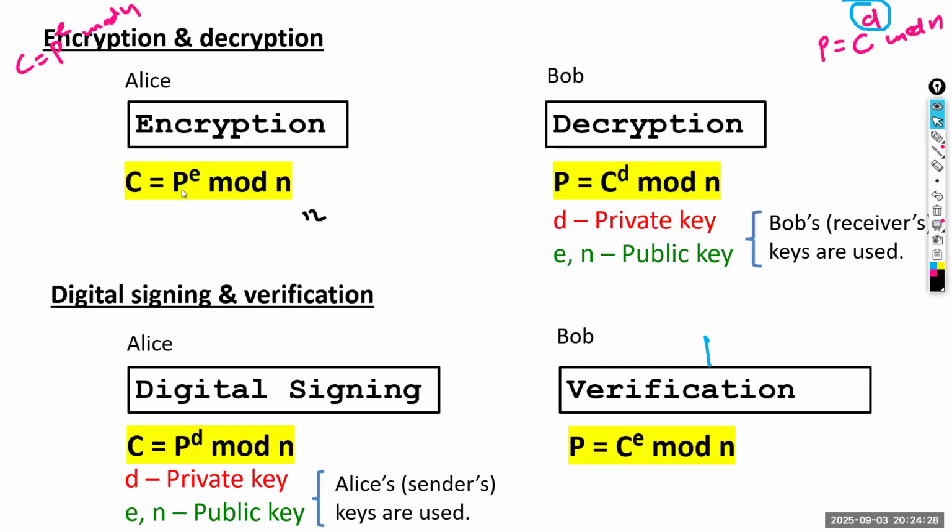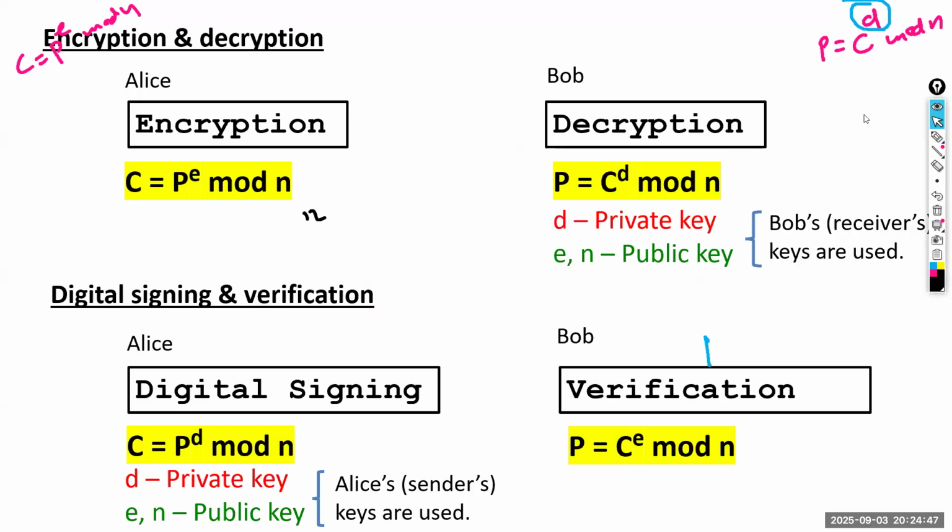So C is P to the power E mod N. That is encryption. Decryption is P equals C to the power D mod N. And D is your private key. So that is when you do encryption, decryption. So remember, digital signing is a reverse process of encryption, decryption.